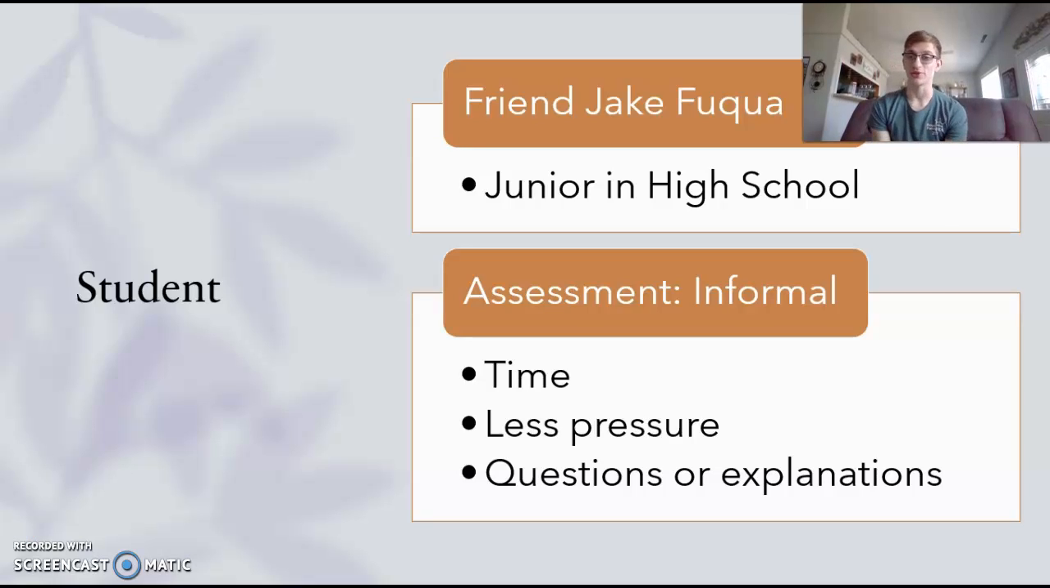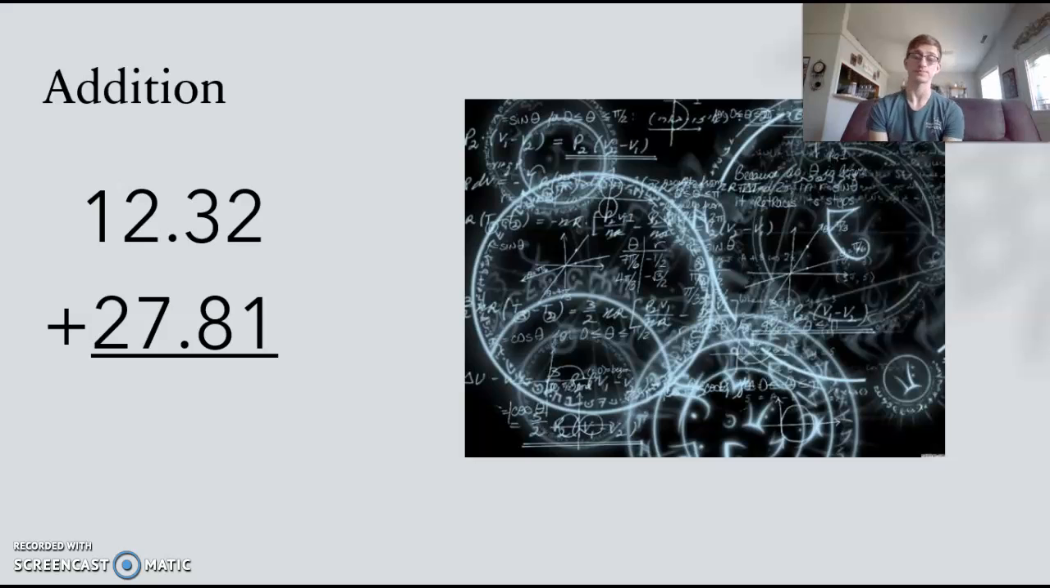So the student I chose was one of my friends, Jake Fuquay. He's a junior in high school. And I asked him just a few different questions about decimals, about operations, and just his experience with math, kind of some of his understanding. I did an informal assessment. It took about 10-15 minutes, so it wasn't too time consuming. And I felt like there wasn't any pressure. Whether he knew the answer or not, or was able to elaborate or not, he was just able to go, and I could ask questions as needed or have him explain deeper.